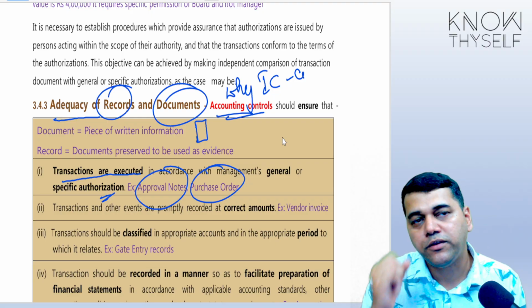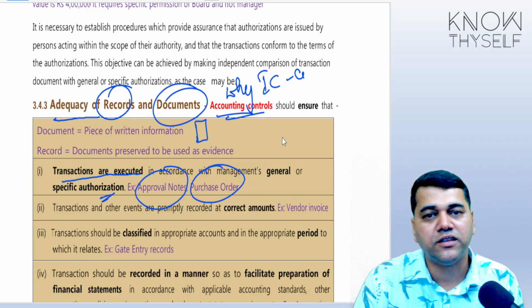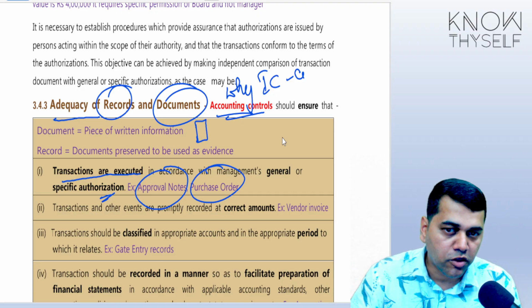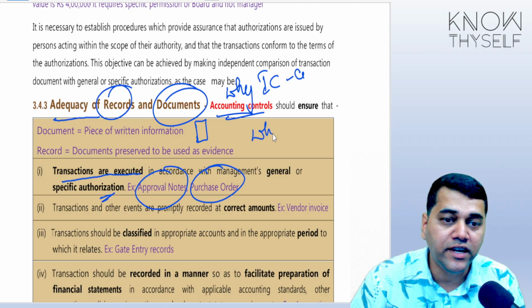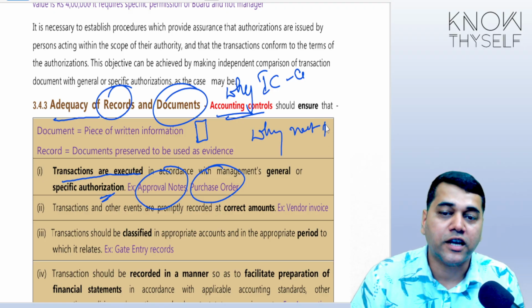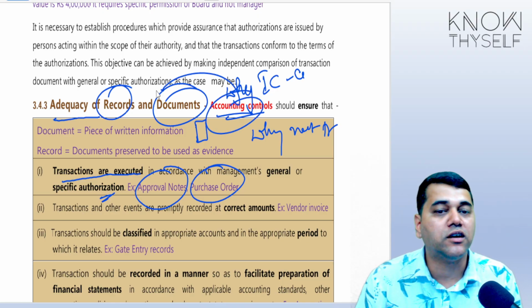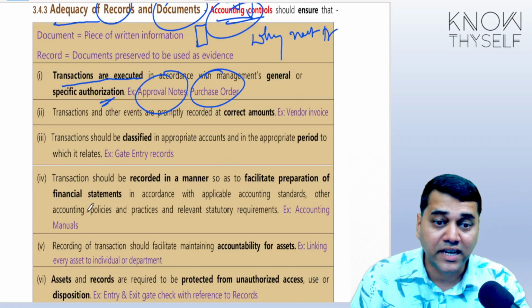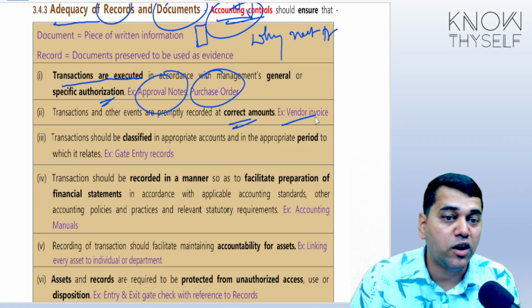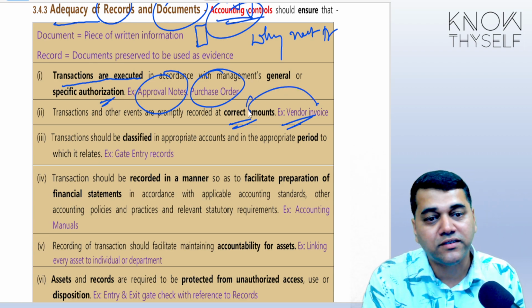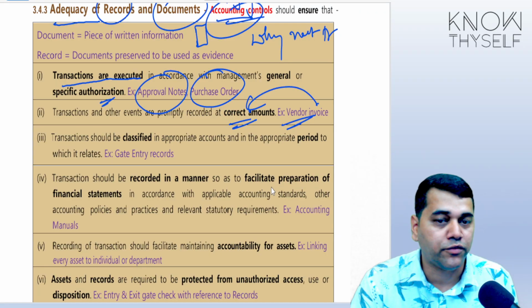Imagine there is no, everything is happening verbally only in the organization. Then how do you know whether it's approved or not? So the purpose of records and documentation, like why do we need to have records and documents? Because records or documents are one of the components of internal accounting control. Second, that they are posted in the correct amount. Like you have got vendor's invoice. Is it a document? Yes. Vendor's invoice gives me an evidence at what value you have recorded in the books of account.